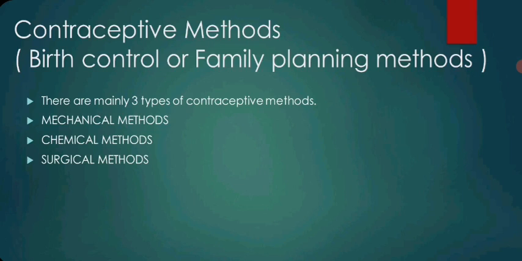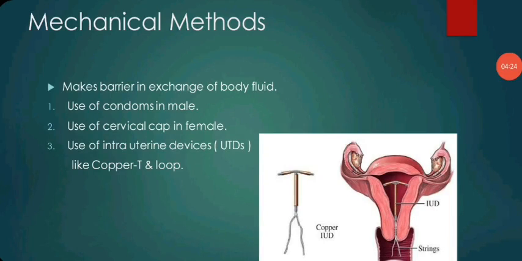So here we see the contraceptive methods. There are mainly three types of contraceptive methods. The first one is the mechanical method, second is the chemical method, and the third one is the surgical method. We will see these methods one by one. First of all, we will talk about the mechanical methods. In mechanical methods, we use barriers to prevent the exchange of body fluid. Here, people use condoms, and this condom covers the penis in the male, and it prevents the exchange of body fluid between two persons during sexual intercourse.